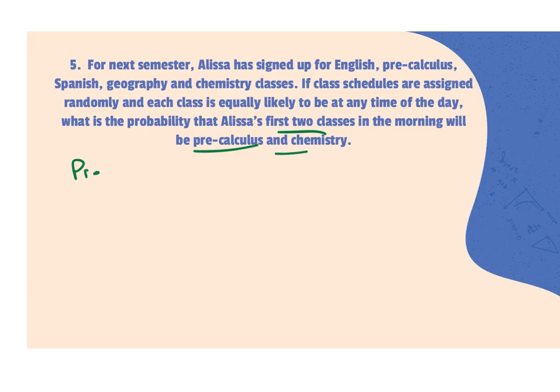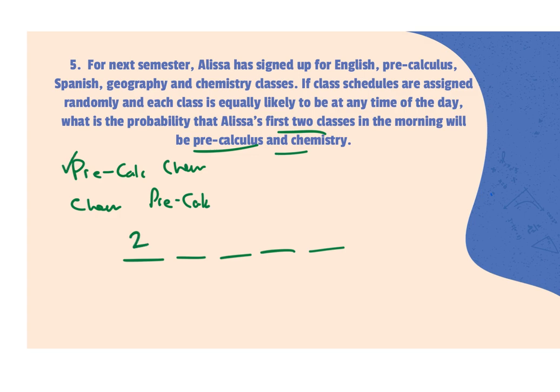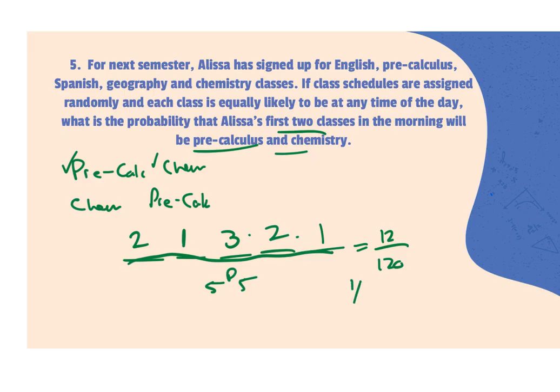So now I can go Pre-Calc, Chem, or I can go Chem, Pre-Calc. So I don't have a whole lot of choices there. For the first 2, I've only got 2 choices, either Pre-Calc or Chem, then the other one has to be second. Then I've got 3 classes left, so 3 times 2 times 1 accounts for all those possible combinations. All of that is over 5 choose 5, which is going to be 120. So that's about 1/10, about a 10% possibility of that happening.